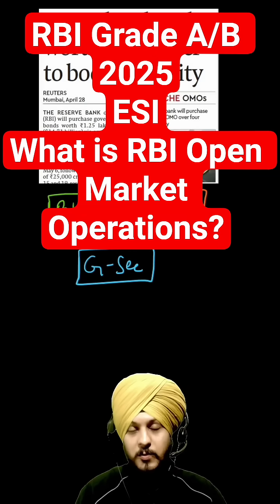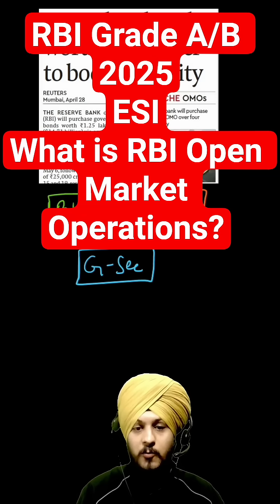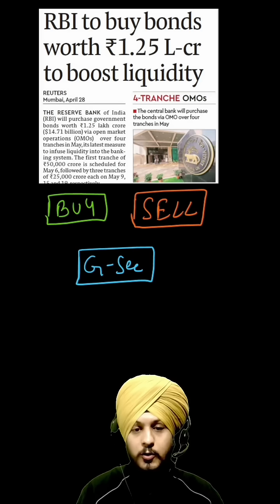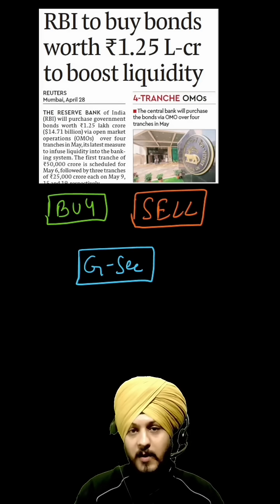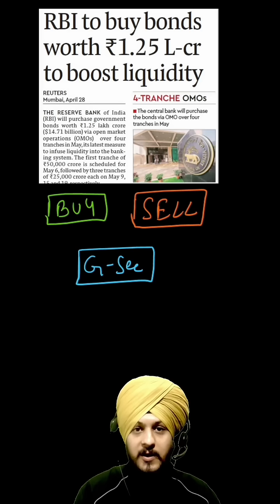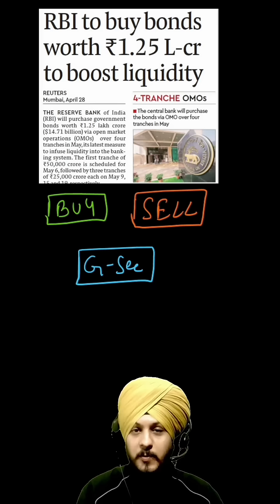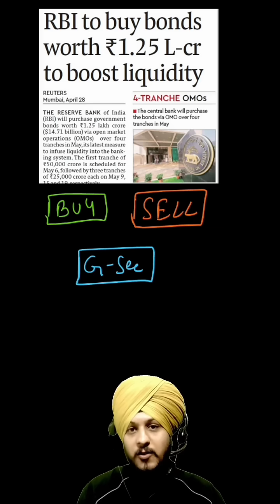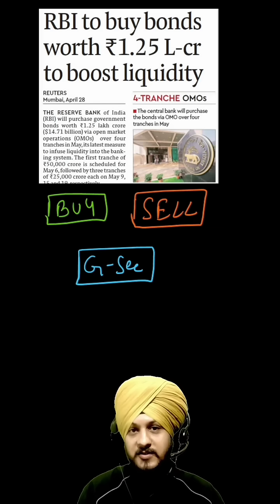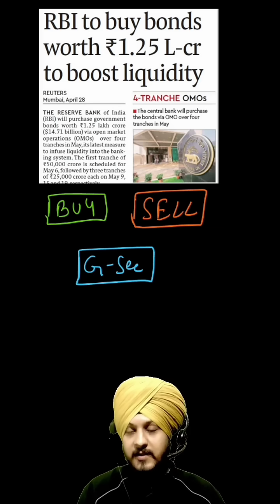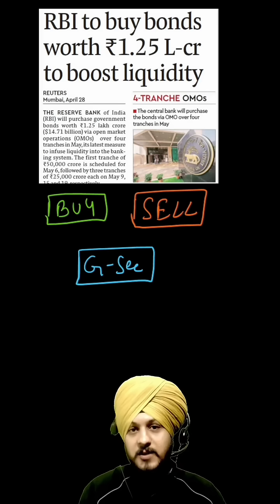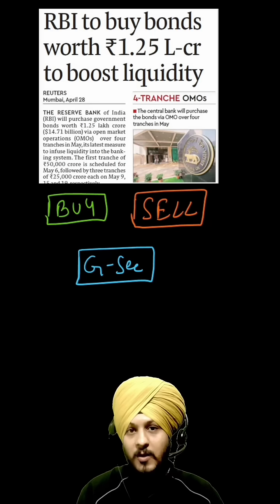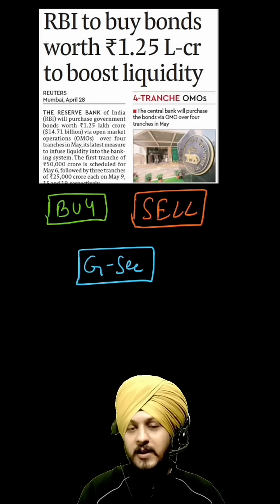Hello everyone. You must have seen this news in today's newspaper where RBI will purchase government bonds worth rupees 1.25 lakh crore via open market operation. Now what do we understand by open market operations? Basically, open market operations refer to buying and selling of government securities by the central bank, which in our case is the RBI. What is the intention behind it? The intention can be either to absorb the liquidity or to inject the liquidity in the market.